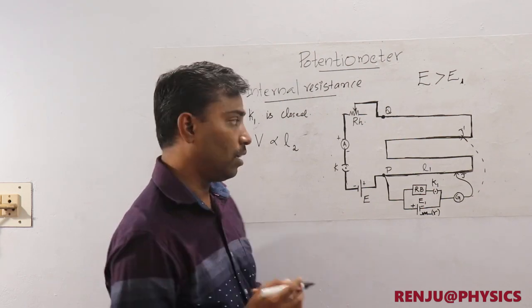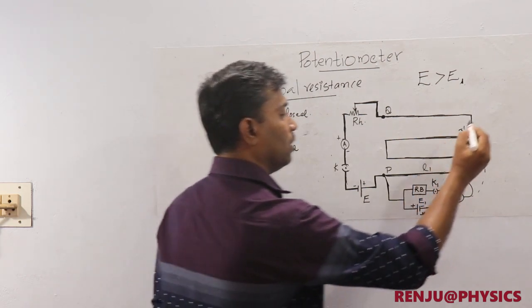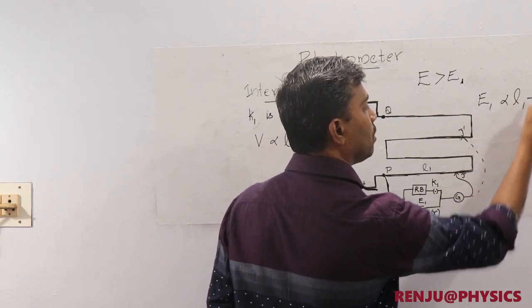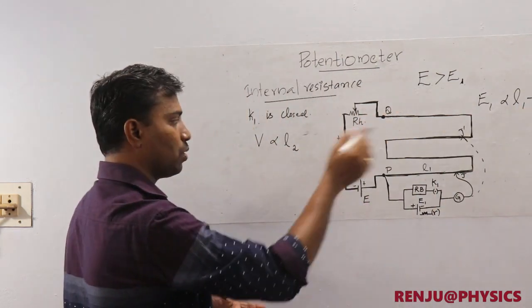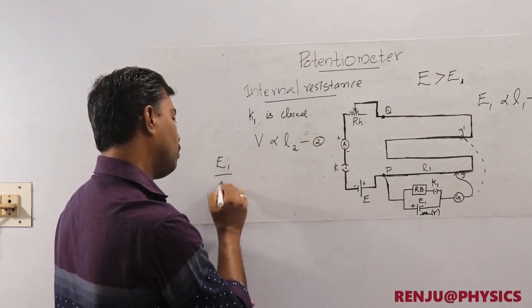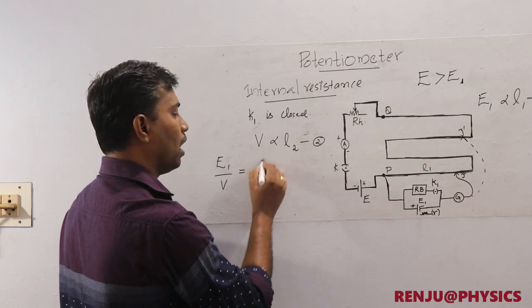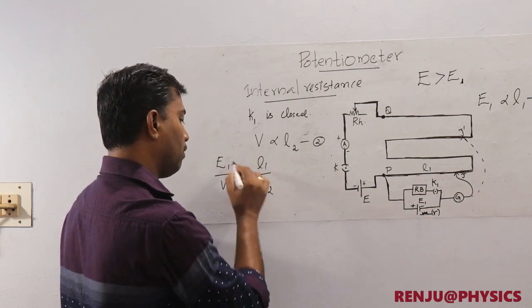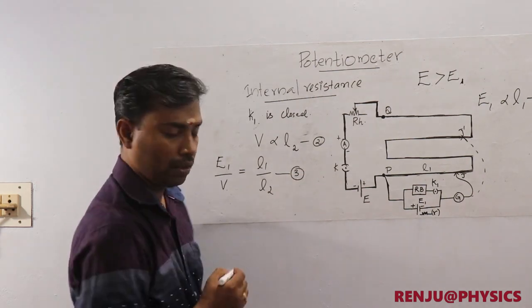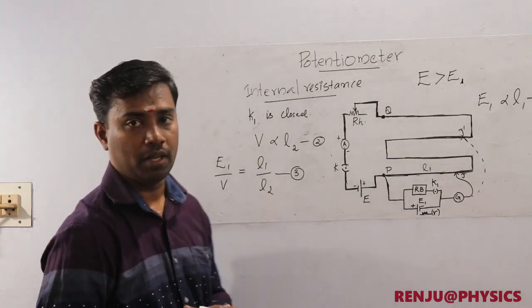We know that E1 is proportional to L1, that is equation number 1. Dividing equation 1 and equation 2, we get E1 by V is equal to L1 by L2. That is equation number 3. So V is the terminal potential.